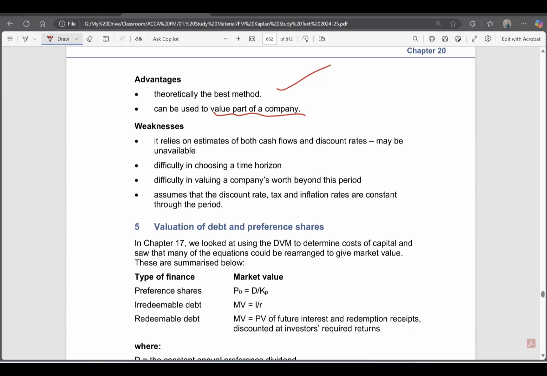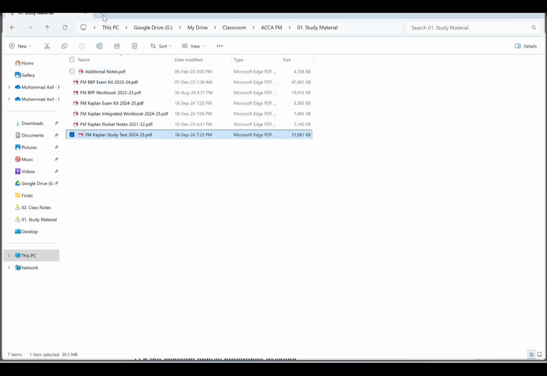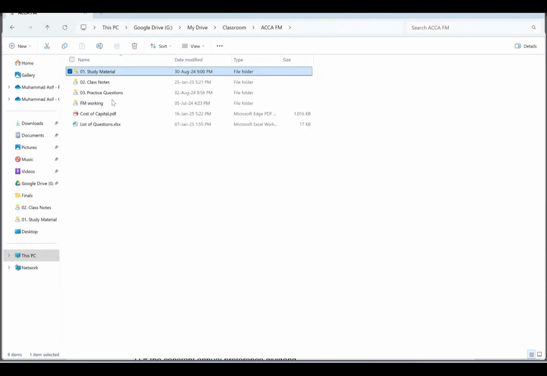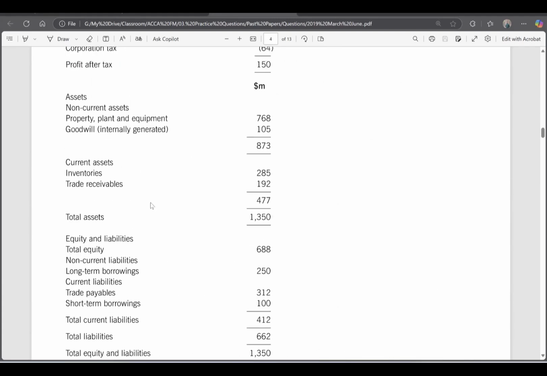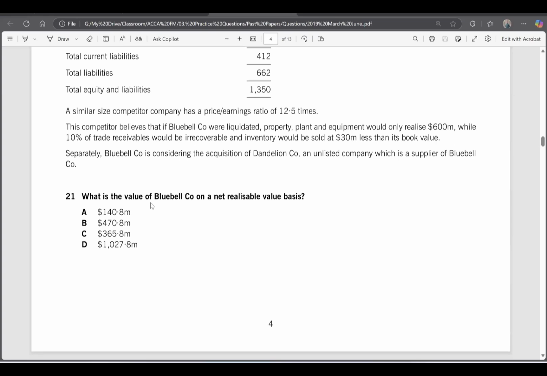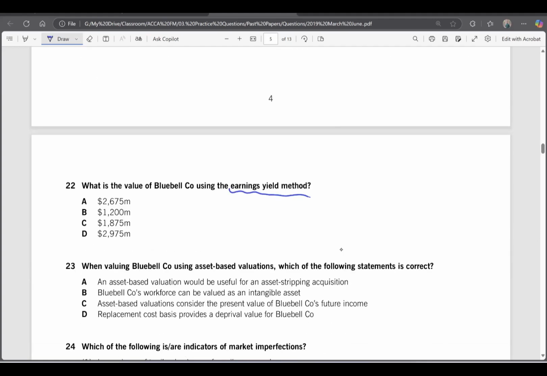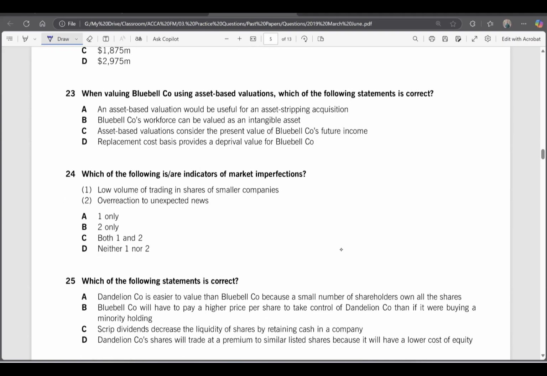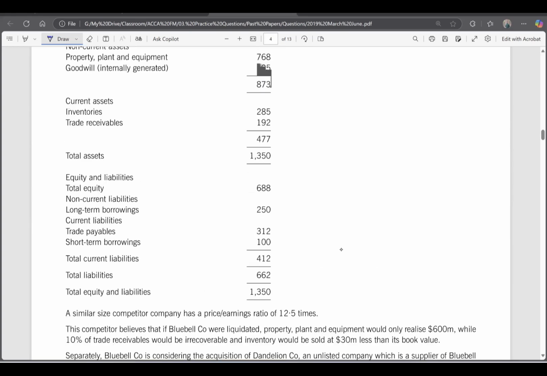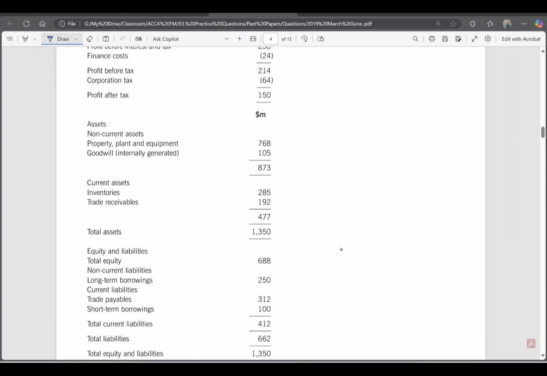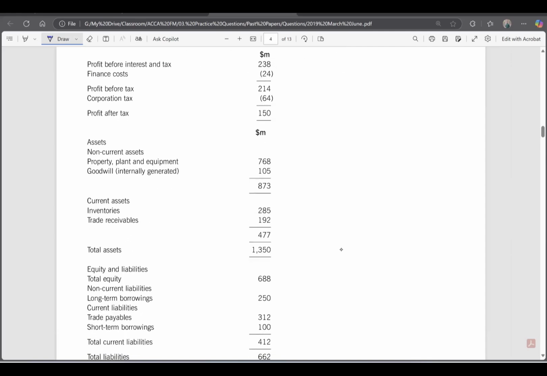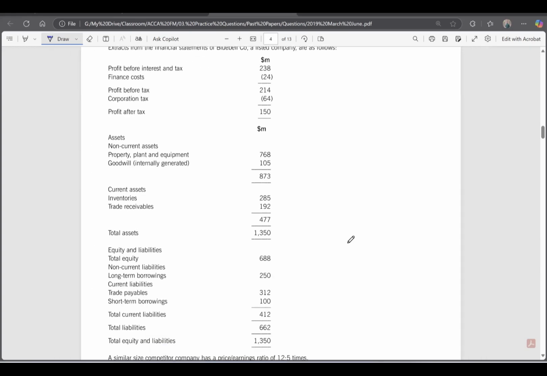I'm going to give you a question from here. If you go to the March 2019 exam, you will find a question for business valuation. This is the March 2019 Section B question. What you have to do is find the value of the business on an asset-based valuation, first on a net realizable value basis. Then we have to find it using the earning yield method. So can you please find it using both ways? First find the value of the business using asset-based valuation, and then using the earning yield based valuation.